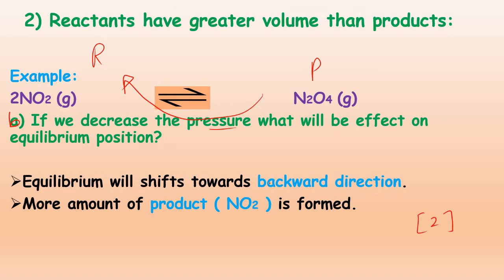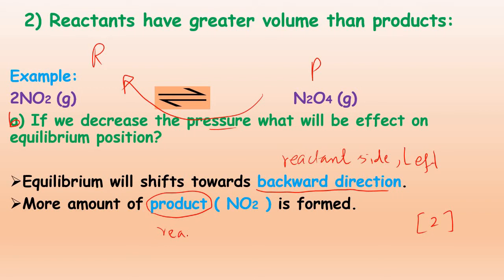So equilibrium will move towards the backward direction, or you can say the reactant side, or we can say the left side, right? So more amount of reactant will be produced, not the product. More amount of reactant will be produced, okay, not the product. So this is the second case, when reactants have the greater volume than products.